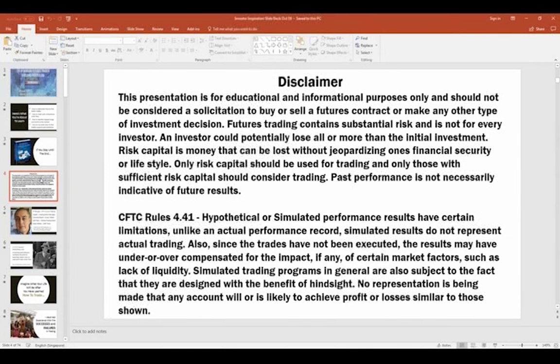This presentation is for educational and informational purposes only. It should not be considered a solicitation to buy or sell a futures contract or make any other type of investment decision. Futures trading contains substantial risk and is not for every investor. An investor could potentially lose all or more than the initial investment. Risk capital is money that could be lost without jeopardizing one's financial security or lifestyle. Only risk capital should be used for trading, and only those with sufficient risk capital should consider trading. Past performance is not necessarily indicative of future results.